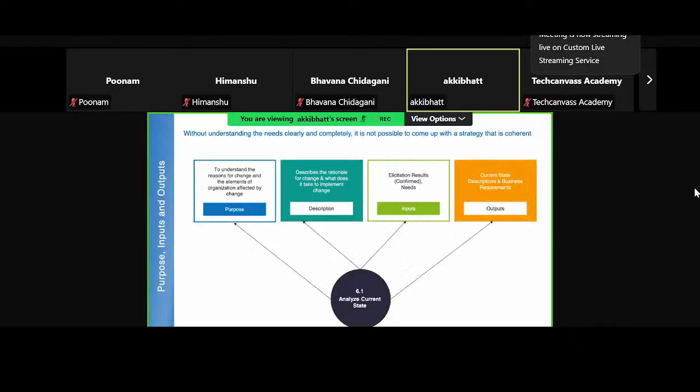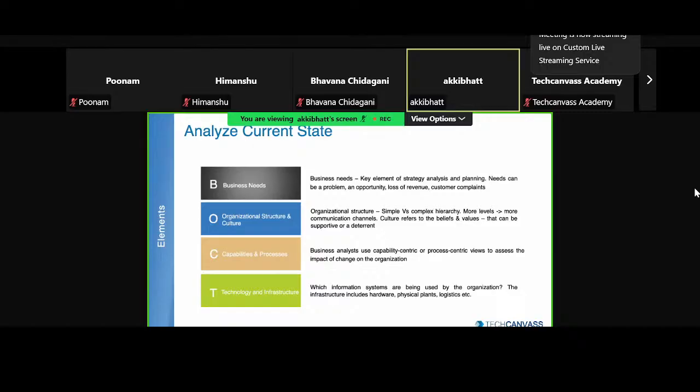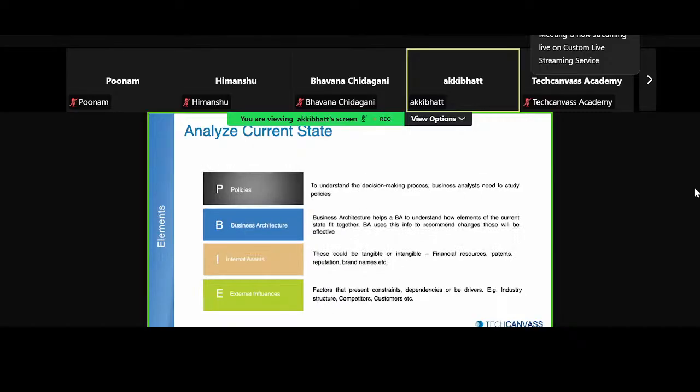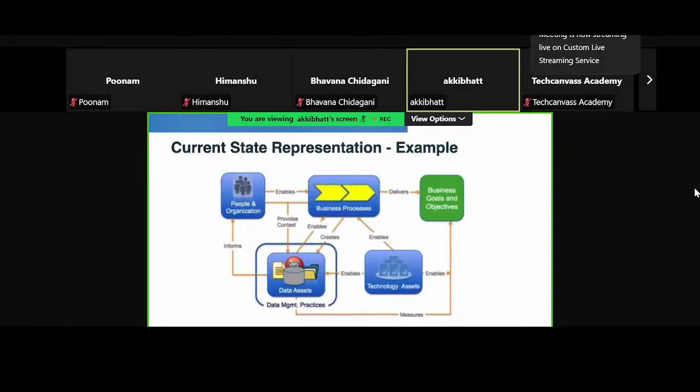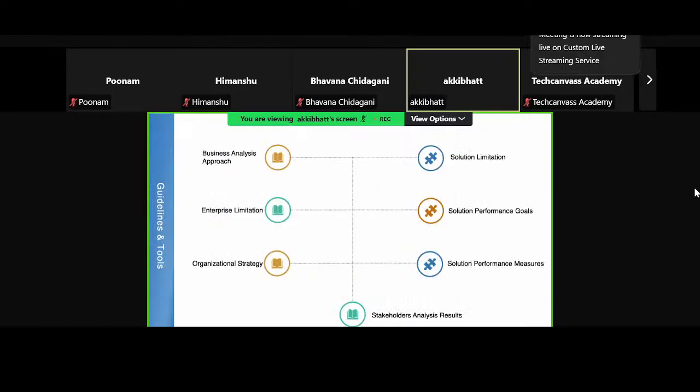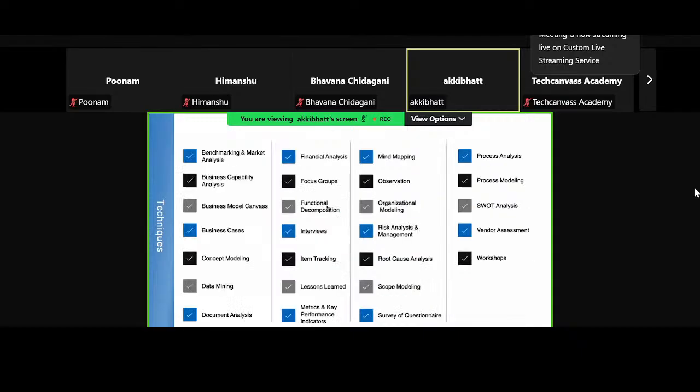Now, there are several techniques mentioned in BABOK, and you're not bound to use those only. You can use any techniques that help you in understanding the current state, in understanding your stakeholders, in understanding the situation that is there currently in the organization. But some of them I would like to mention here: benchmarking and market analysis, business model canvas, business cases, concept modeling, data mining, document analysis, observation. Right? So there are many techniques that you can utilize, or you can utilize some of these as well, or you can use something else that has worked for you in the past or in a similar initiative that you're working on.